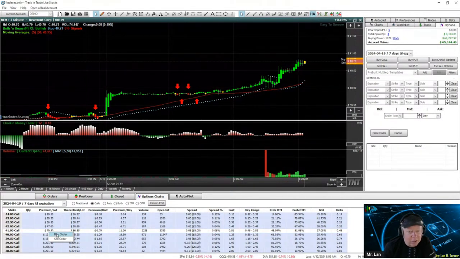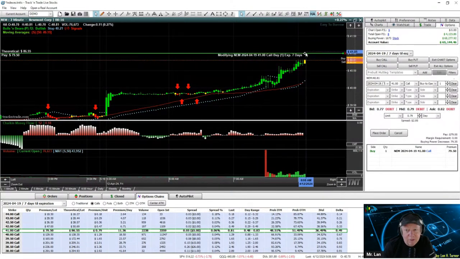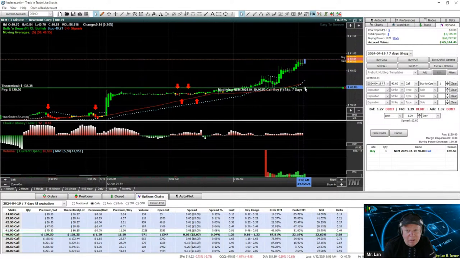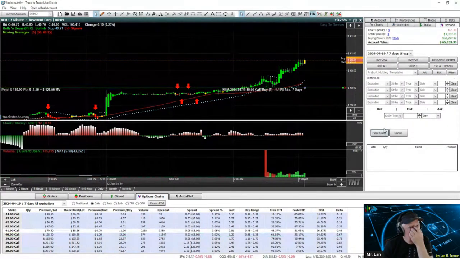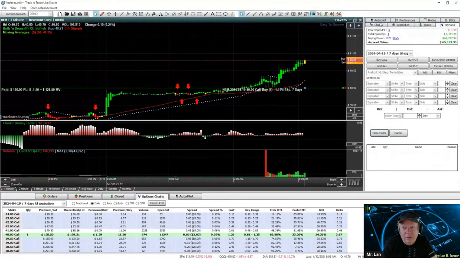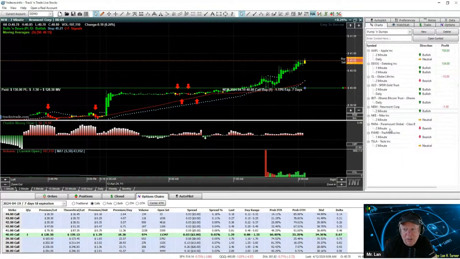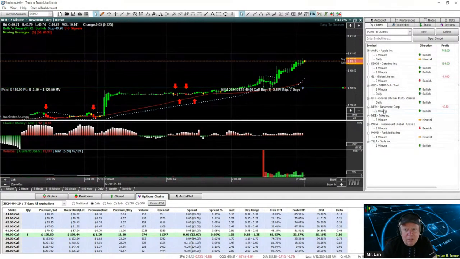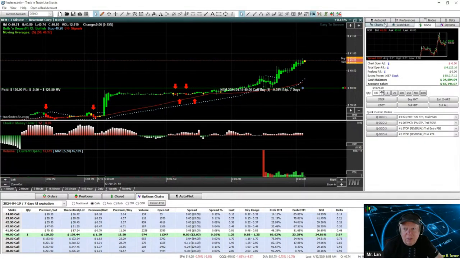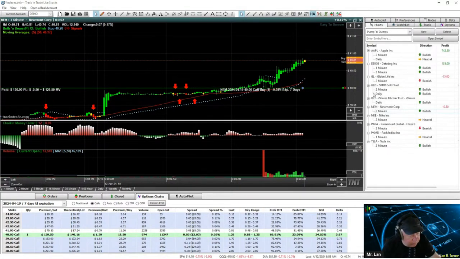Control 48 shares. Buy. Oh, it started to move without me. 129. Let's do this one. Market. Okay, so we got that one on. We got two positions on. This one and this one. Okay, so now let's go see if we can find another one.